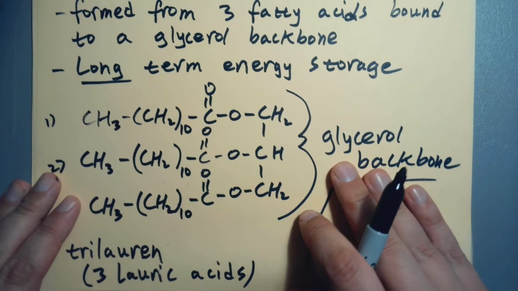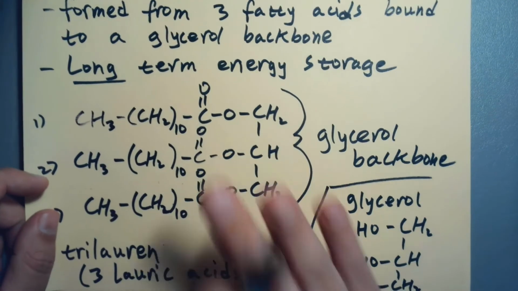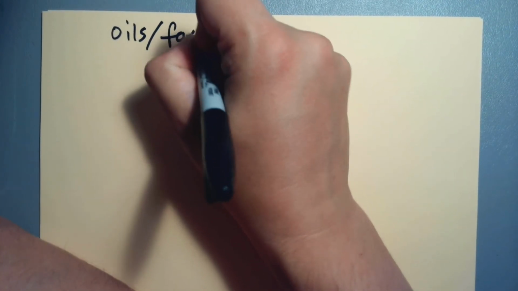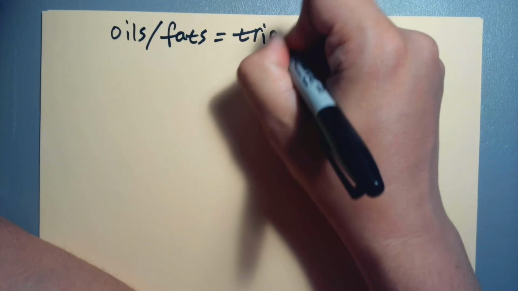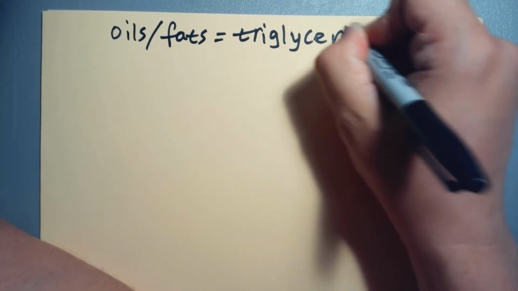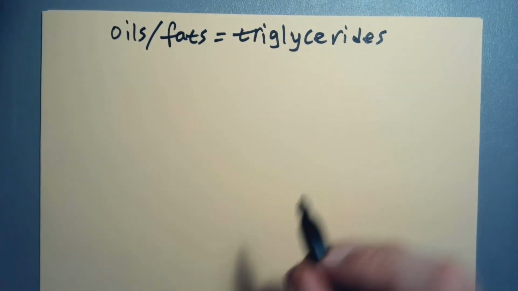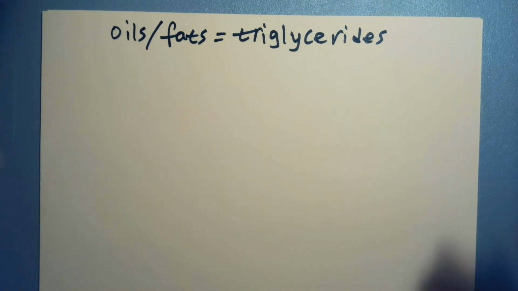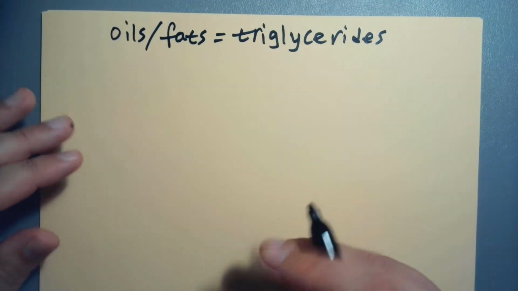Okay, so this is what a triglyceride looks like. And then in terms of, so these are all oils and fats. So triglycerides are oils and fats. I want to be clear about that. And if you remember, as it gets more saturated, melting point goes up, it stays more solid.